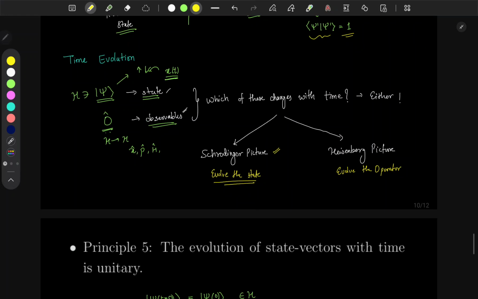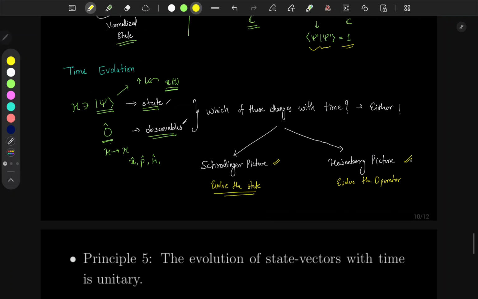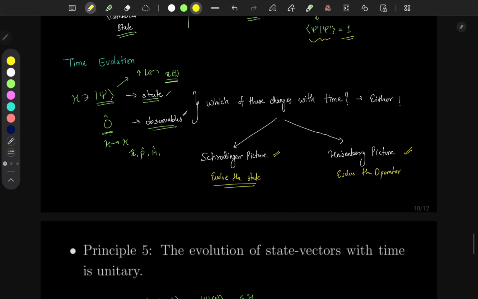Generally, when students learn quantum mechanics, they are taught the Schrodinger picture because it's easier to understand, and we will learn this as well. But the Heisenberg picture is often used in most of the advanced things like quantum field theory and so on. So we'll talk about the Heisenberg picture as well, but somewhere later in this course.